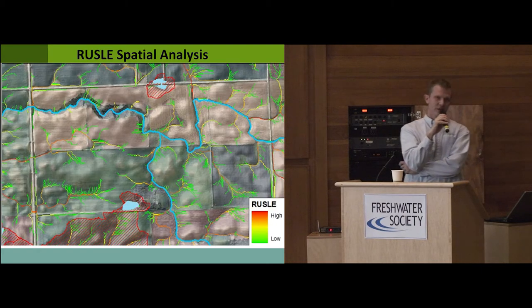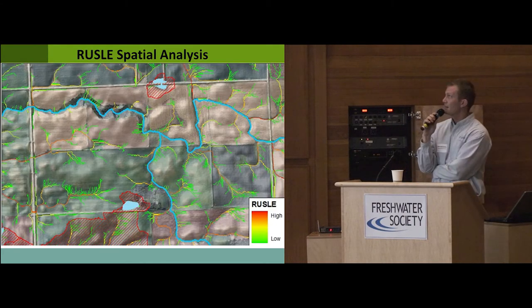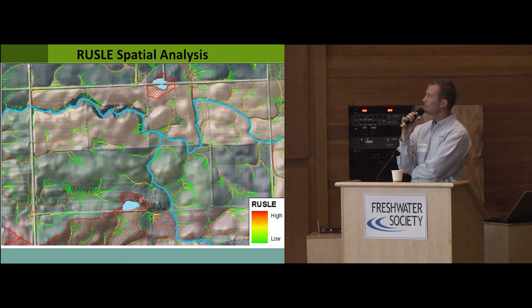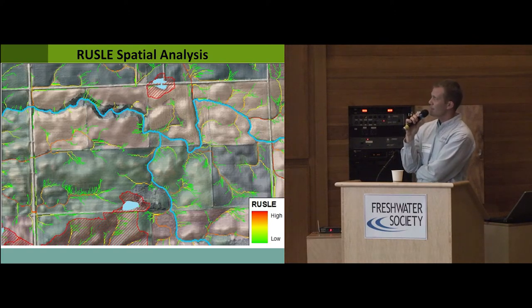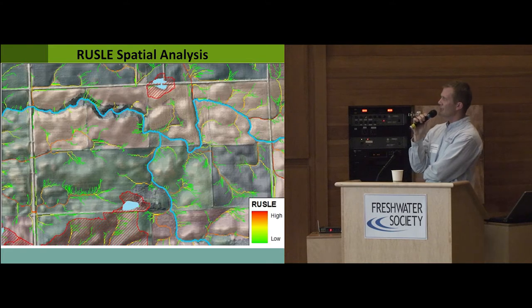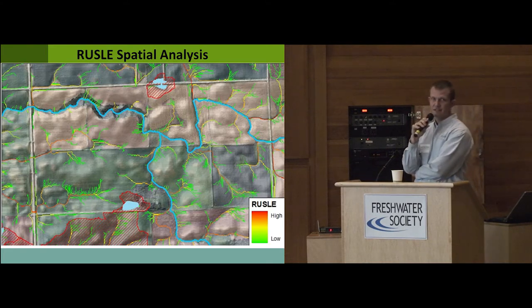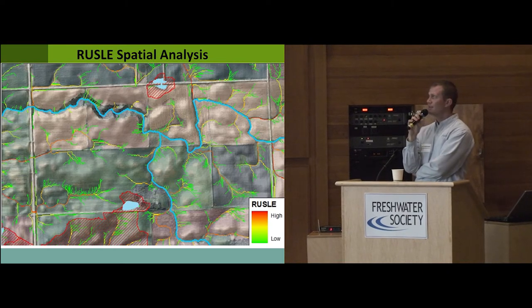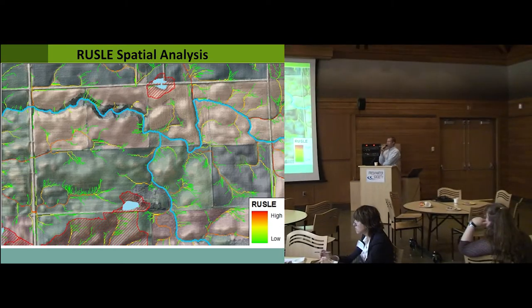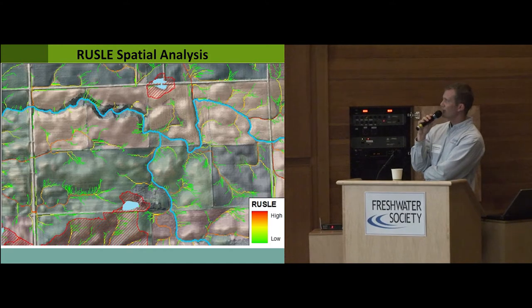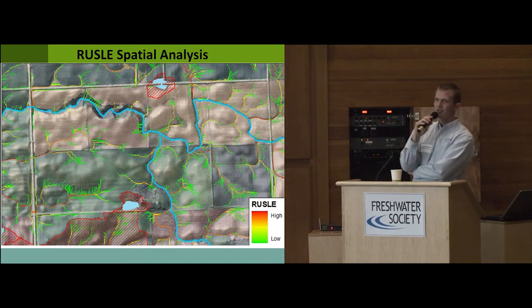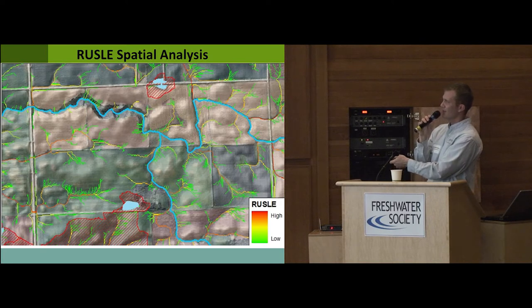So with Russell, what we're able to do is take all those variables and tie them together to determine what the estimated sediment loading would be on a per grid cell basis. Now, when we performed our Russell analysis, we kept it more to areas where we felt that sheet or rill flow would be occurring, and then accumulated those values downstream until we got to our point of interest, which is our blue line or this in-channel waterway here.